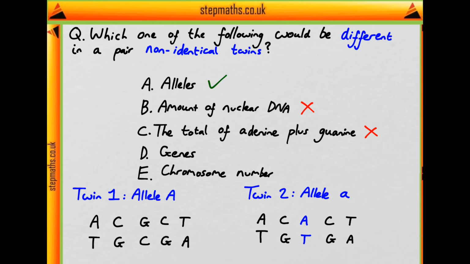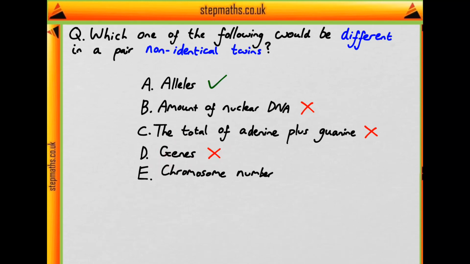And so as we're looking at the total of adenine plus guanine, let's look in allele capital A, the dominant allele. Adenine, there are 1, 2 adenines plus 1, 2, 3 guanines, so that's 5. And then if we look in the recessive allele a, we have 1, 2, 3 adenines and 1, 2 guanines, which adds to 5 as well. So the total of adenine and guanine is the same.